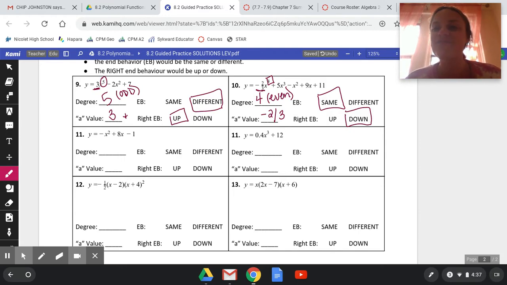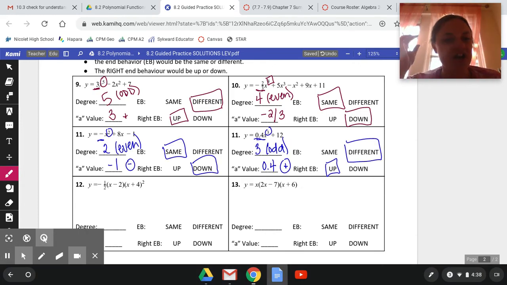Once again, pause the video right now. See if you can do problem number 11 and problem number 11 on your own. Sorry, numbering mistake there. All right, take a minute to check your work right now.